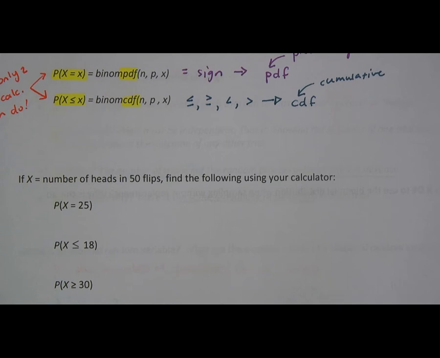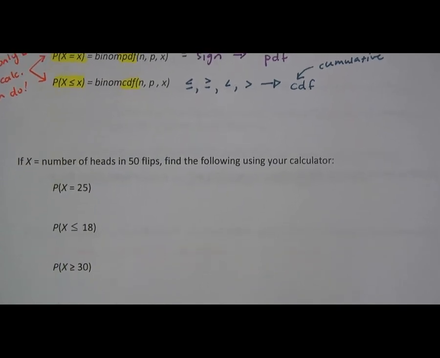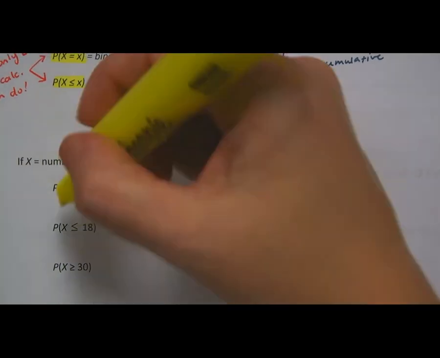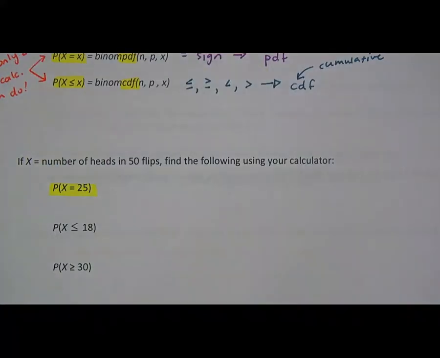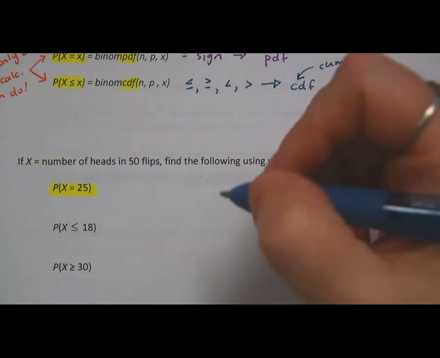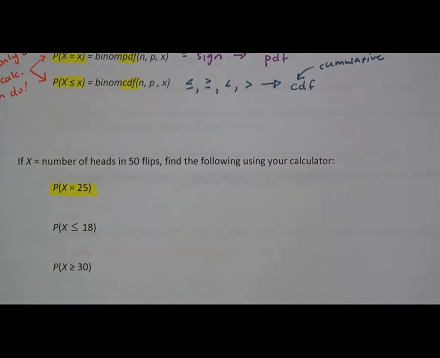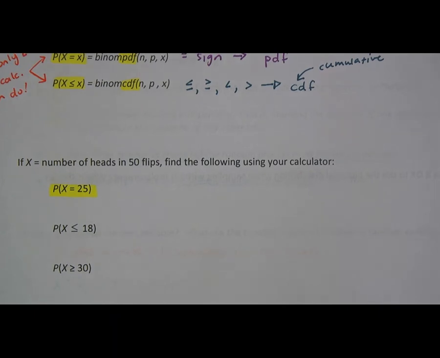If X is the number of heads in 50 flips of a coin, find the following using your calculator. So what is that really asking me in words? What is P(X = 25) really asking me? The probability that I flip a coin 50 times and I get exactly 25 heads. That's what we're about to discover. So is that a PDF or a CDF? It's a PDF. It's an exact probability.